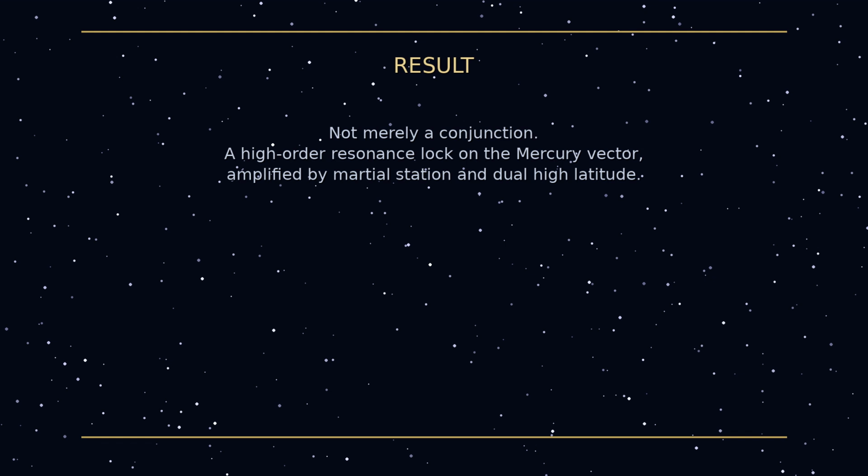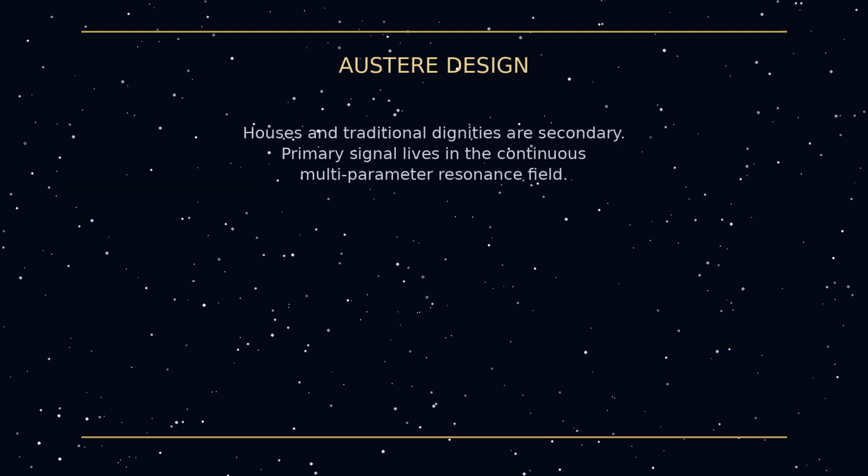Two further refinements complete the system. First, the protocol tracks not only instantaneous locks, but also the approach and separation phases of each active axis. A lock that is tightening over 3 days is weighted more heavily than one that is already separating. Second, the true lunar nodes are treated as permanent sensitive points of the natal vector set. Any current planet stationing near a natal node automatically generates a high-priority axis regardless of harmonic order.